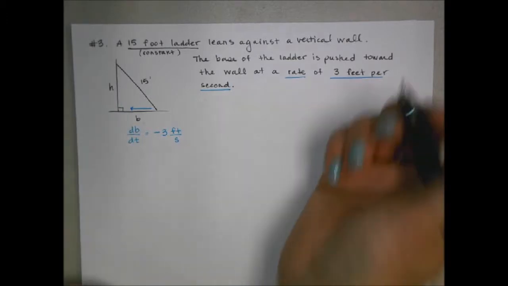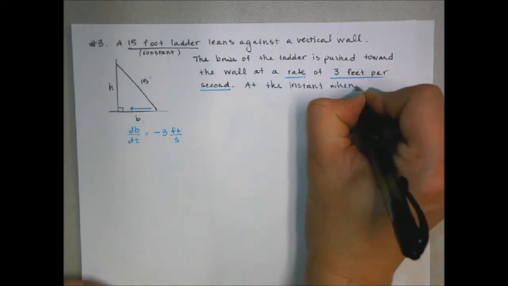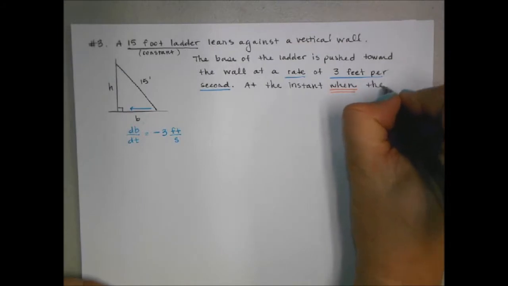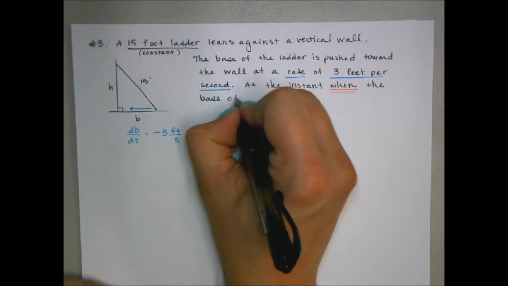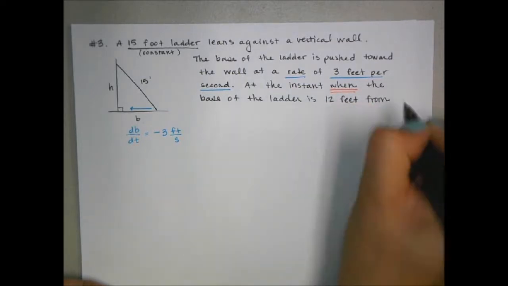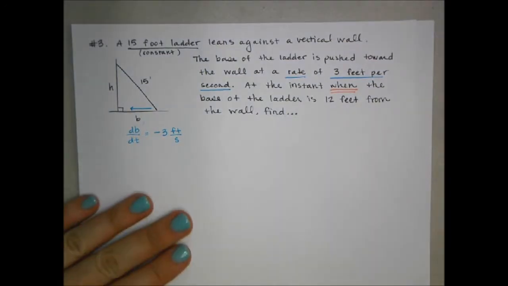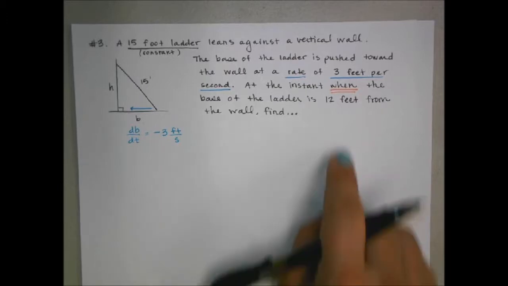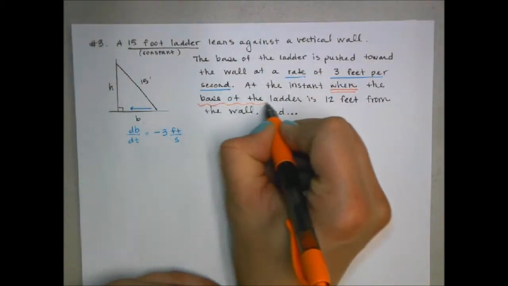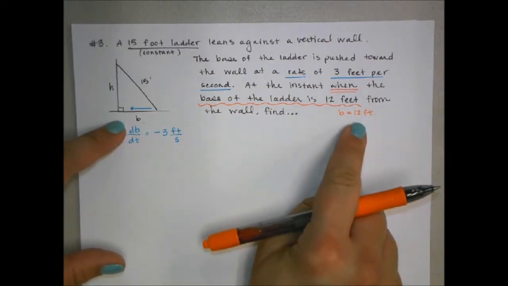So let's write down a little more of our problem here. At the instant when, so here's our keyword "when" again. We're going to watch out for what follows this word. This is going to be a several-part problem. We're going to start with our "when" information. What follows can't be plugged in until after taking the derivative. It says when the base of the ladder is 12 feet from the wall, so when B equals 12. We can't plug this in before taking the derivative.